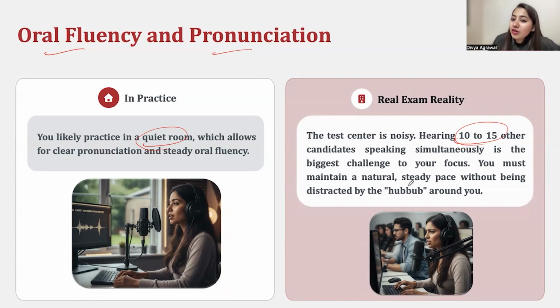So please try to be familiar with this, and prepare in noise so that you are habitual to it. Otherwise you may get distracted by the hubbub or the commotion around you in the real exam. This can be another problematic situation for you.